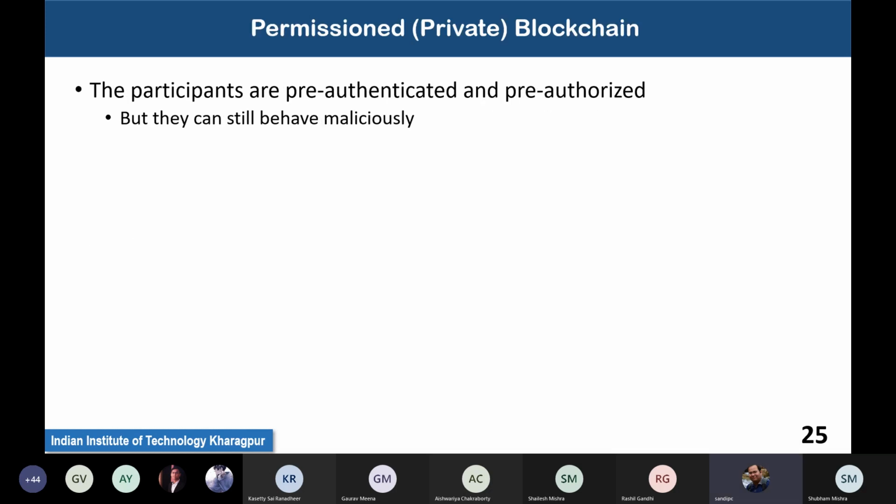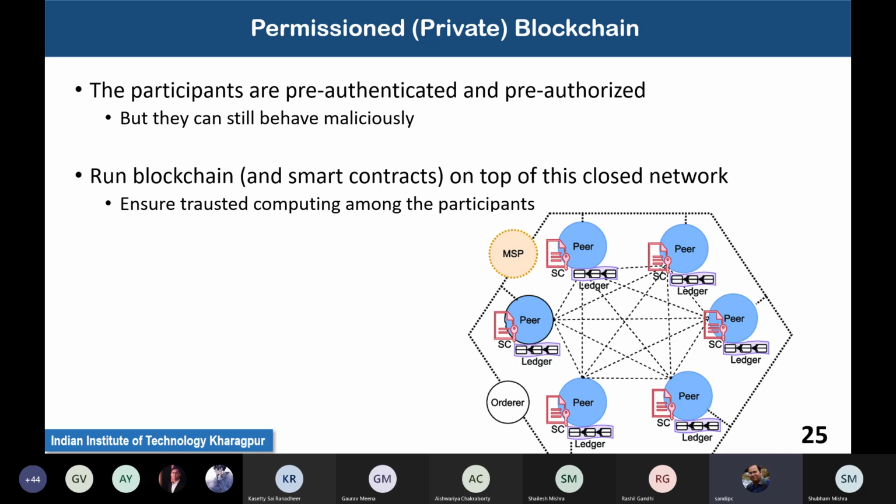Okay, so from that particular concept, this idea of the permissioned or private blockchain emerged. In a private blockchain, or a permissioned blockchain, the participants are pre-authenticated and pre-authorized, but they can still behave maliciously. That is why they do not trust each other. In that case, you run a blockchain network and the smart contracts on top of a closed network. So basically, you are ensuring trusted computing among the participants.